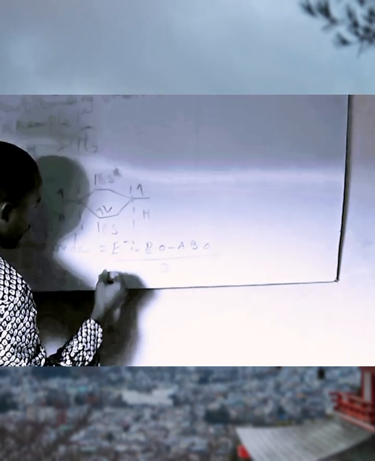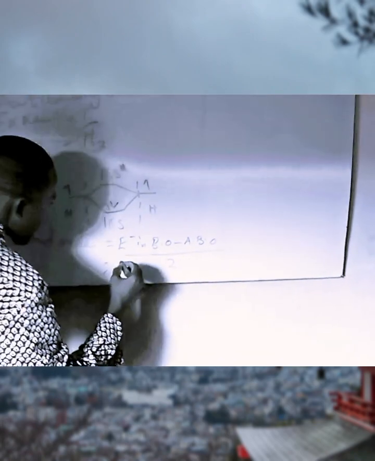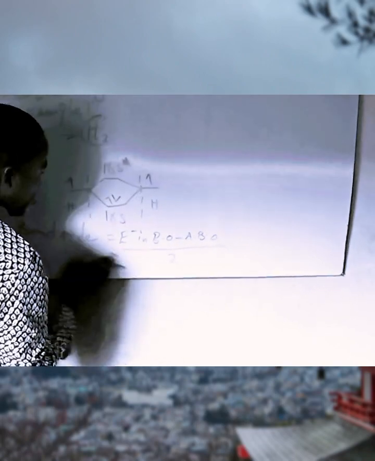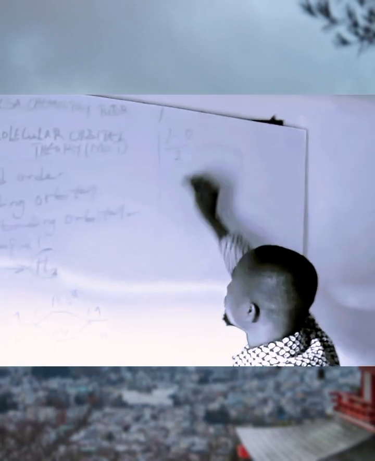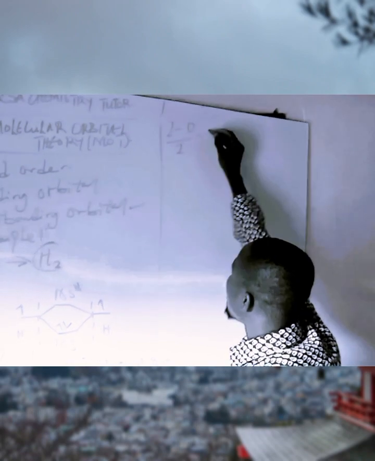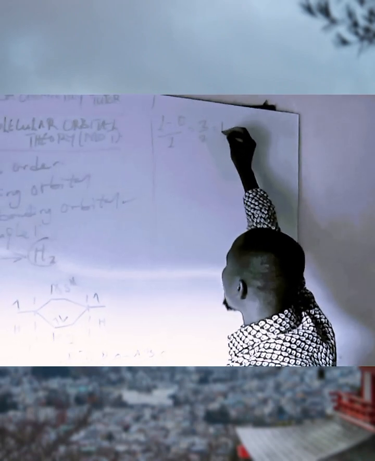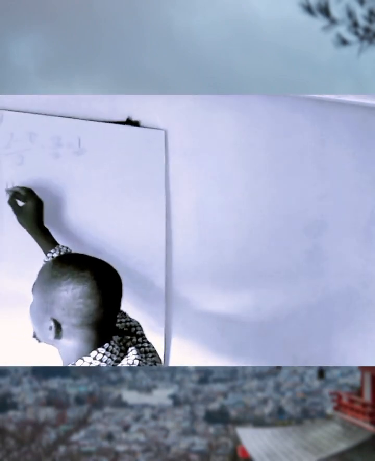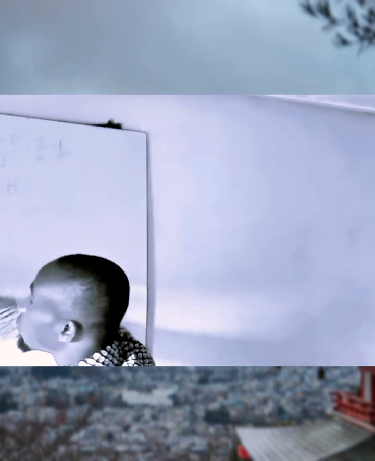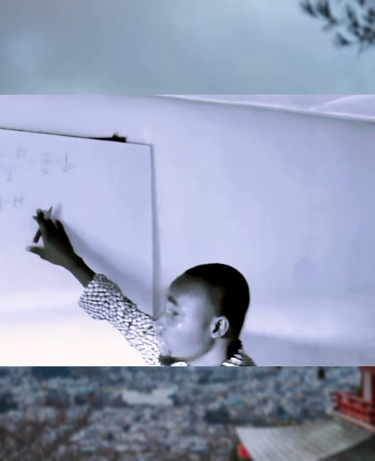Then that means we have 2 electrons in bonding orbital, minus what you have in anti-bonding, which is 0. Then you say 2 minus 0 divided by 2. Then 2 minus 0, we are going to have 2 divided by 2, and that should be 1. It means that the bond that holds this molecule of hydrogen together is a single bond, and also the molecule exists, that is, the molecule is stable.